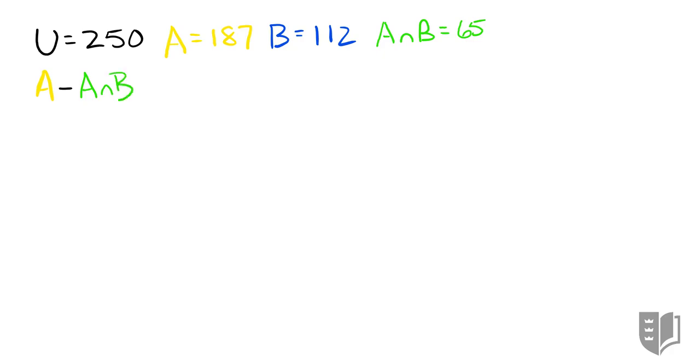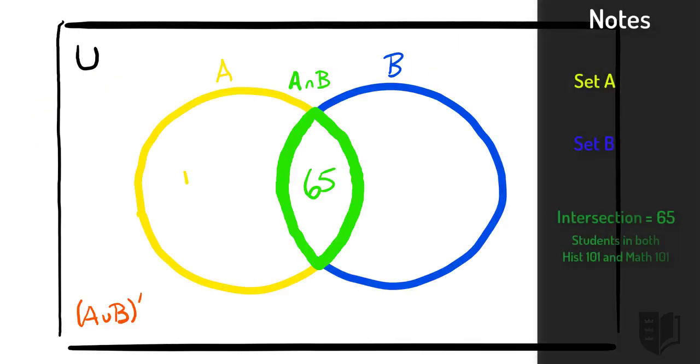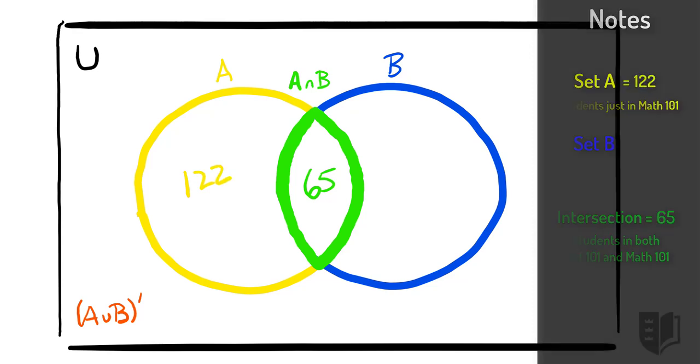We take the total number of people that are taking Math 101. That's 187. That's my set A. And we subtract the number of people who are taking both Math 101 and History 101. Remember, that's my intersection of set A and B, and that number is 65. And once we do that, then we'll have the total number of people that are just taking Math 101. So we do 187 minus 65, and that is equal to 122. Alright, good. So now that we have that number, let's go ahead and put it in our yellow circle. Awesome. So that's the first circle done.